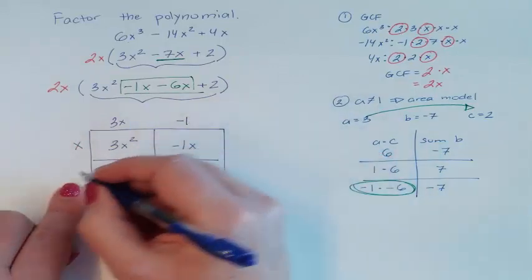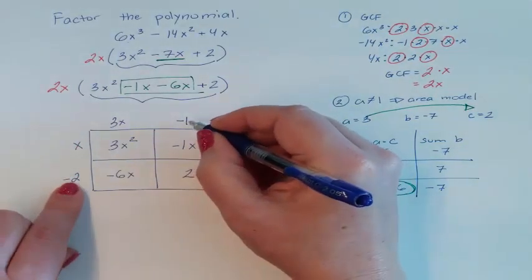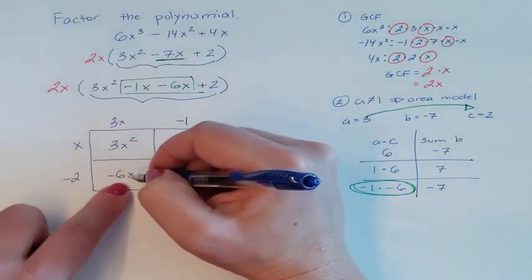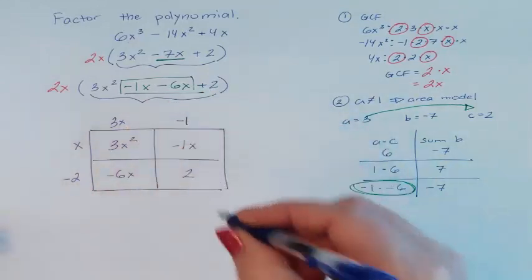Negative 1 times, this needs to be a negative 2. I'm going to multiply these two together to get a positive 2. Negative 2 times 3x does give me a negative 6x. So my area model panned out.